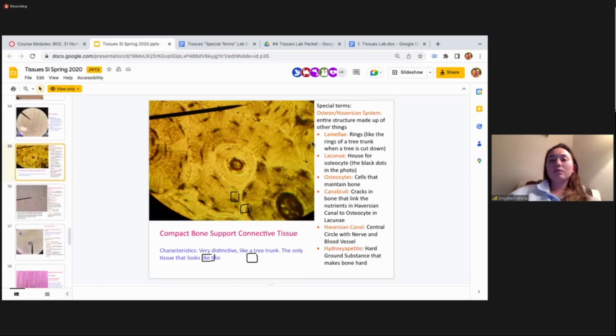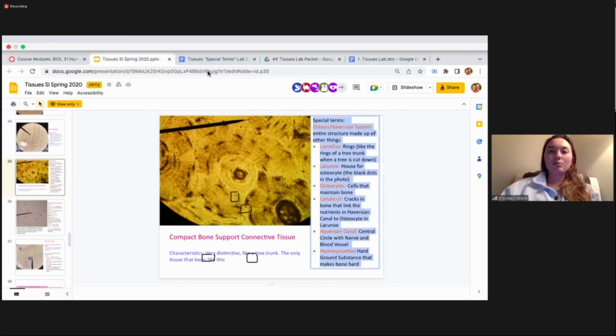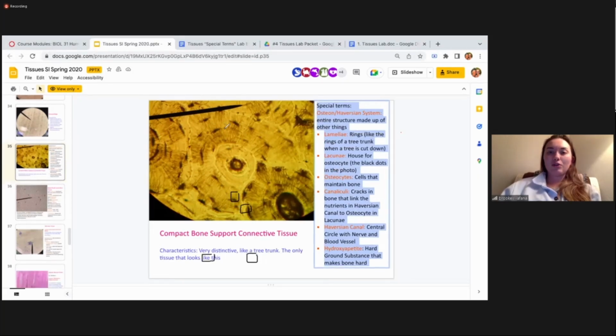So bone is another example of a tissue. You guys need to go over these functions, but I will label them for you because you are responsible for these on the lab exam. I want to make sure you have them labeled correctly. So lamellae are like the rings of a tree trunk. These are the round rings that go around bone. So these would be lamellae, okay? I'm going to draw a little arrow, lamellae.